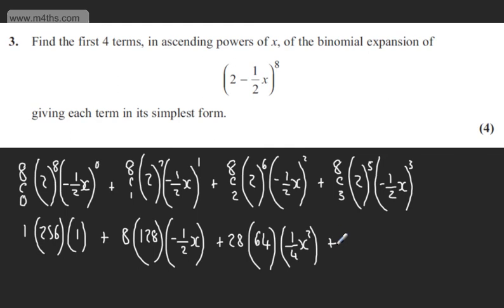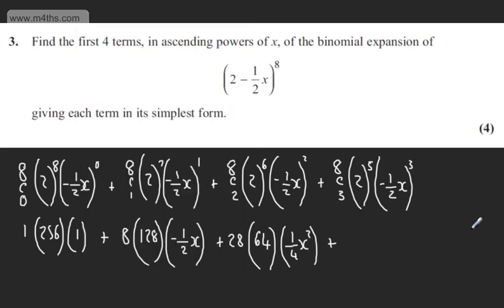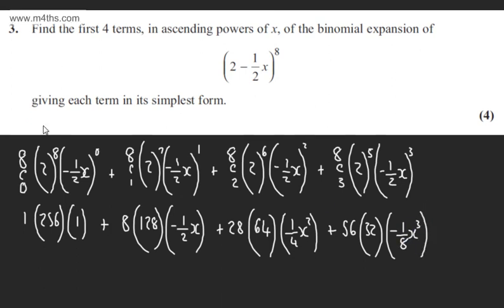Finally, we have 8C3, so we can find the value of 8C3 in the calculator. 8C3 is going to give us 56. We'll have now 56 multiplied by 2 to the power of 5, which is 32, and then we're going to have -1/2 x cubed, which will give me -1/8 x cubed. So all we need to do here is tidy this up.